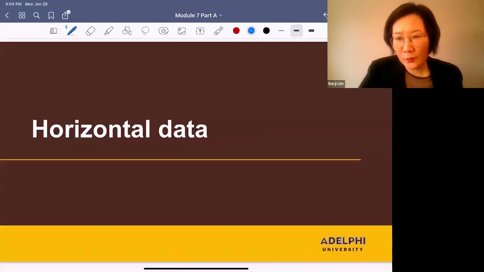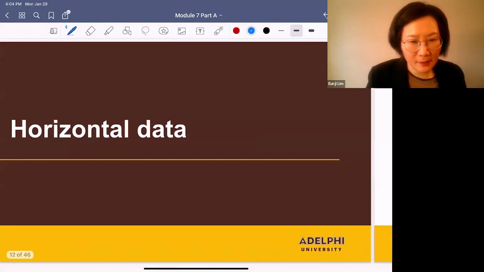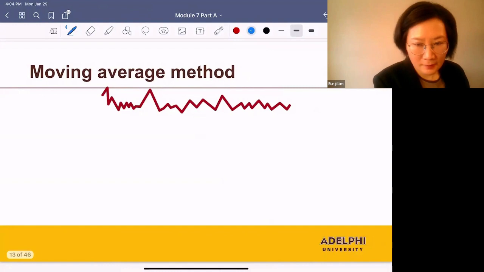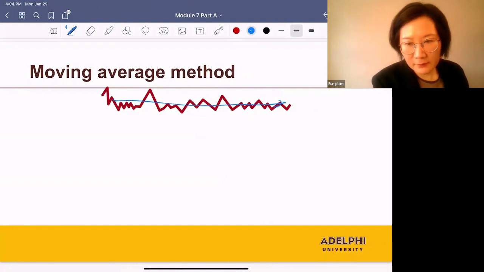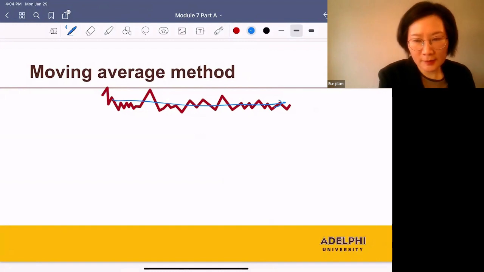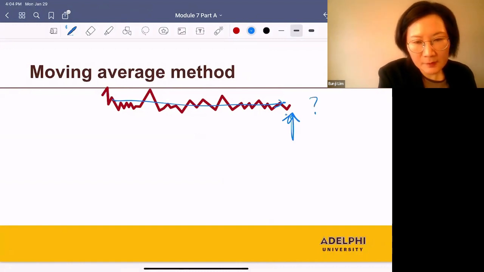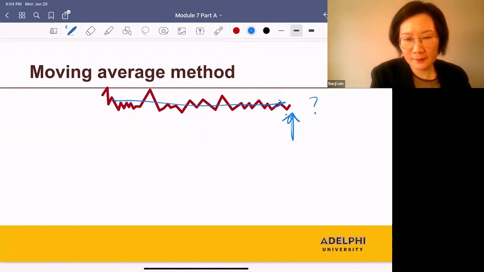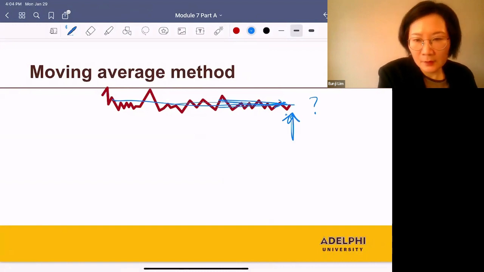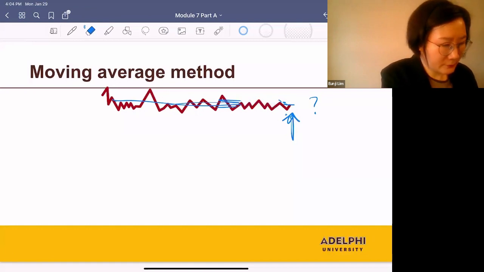How can we make a forecast when we have horizontal data? In horizontal data, the sales are not going up or going down. They stay at a constant level with some daily fluctuations. So let's say this is your current time period, and what's our forecast for the next time period? Since we know the sales are constant at this level, our best guess for the next time period is this constant level.